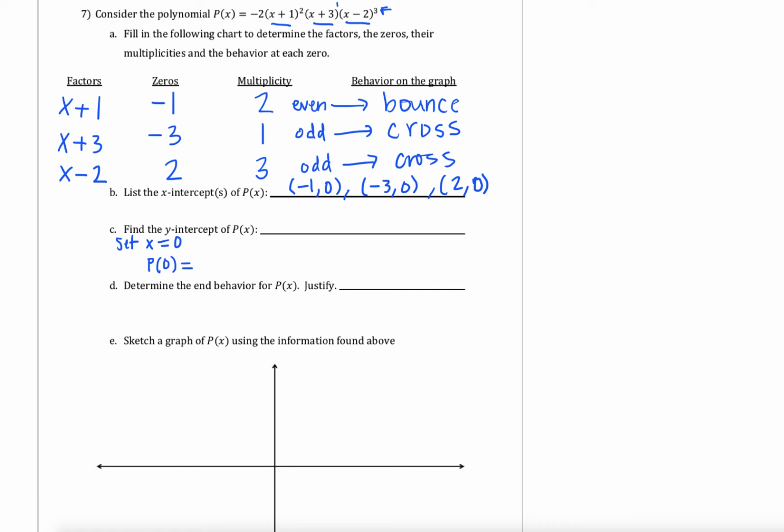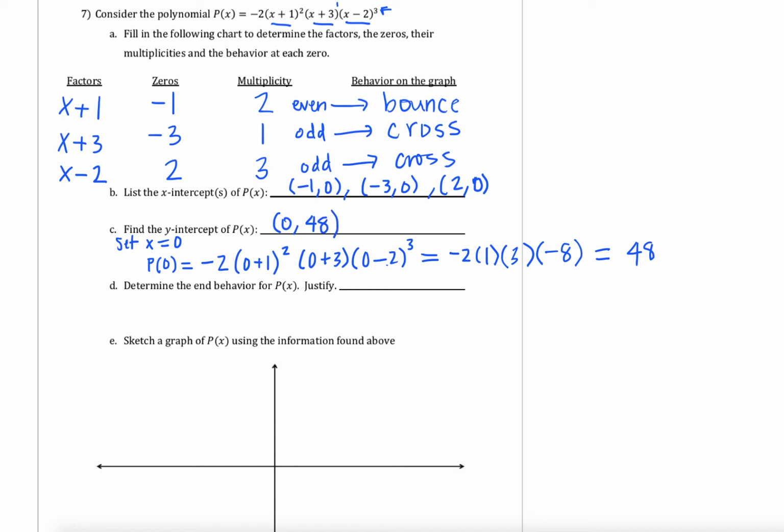So if I sub in 0 for each one of the x's, I get -2 times 0 plus 1 squared times 0 plus 3 times that 0 minus 2 cubed. Simplifying this out, we get -2, well 1 squared is just 1, 0 plus 3 is 3, so I get -2 times 1 times 3, and then -2 cubed is actually going to give me a -8, because I'll have that negative times another negative. And if we multiply all of those out, I'm going to end up with a positive 48, which means my y-intercept is going to be at (0, 48) then.